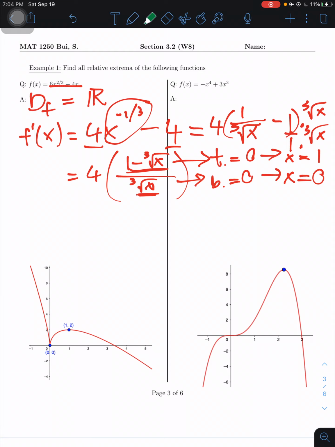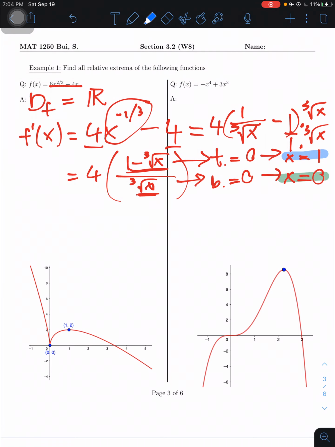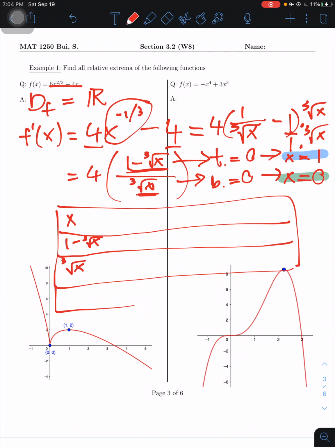So let me color them. For the bottom, I have x equal to 0, and for the top part, I have x equal to 1, and they are my critical numbers. By the table of sign method, I'm going to create a small table. The first line is the x part, and the second line is the top part, which is 1 minus cube root of x. The next line is the bottom, which is cube root of x, and the last line is the derivative, f prime of x.